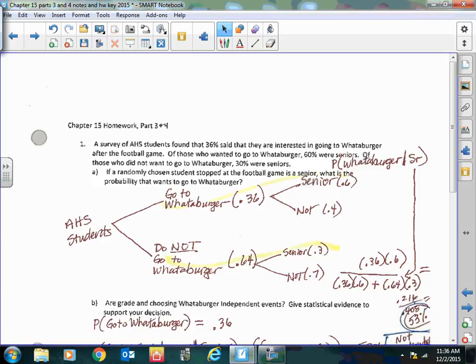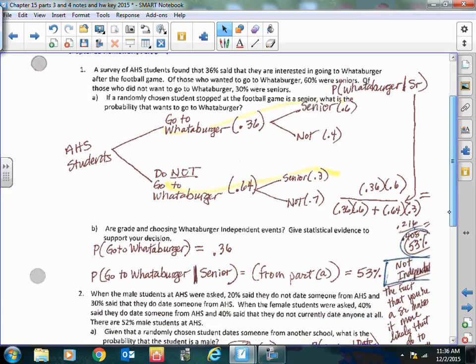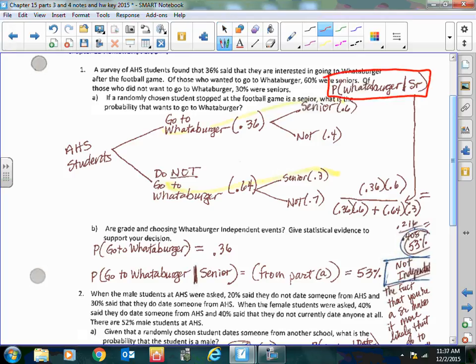Okay, so this is on page 20 in your packet with parts 3 and 4 of chapter 15. So here we go. All right, so this first one, here's your tree diagram. And then the problem asked, what's the probability that you would go to Whataburger if it is known, given that you are a senior?